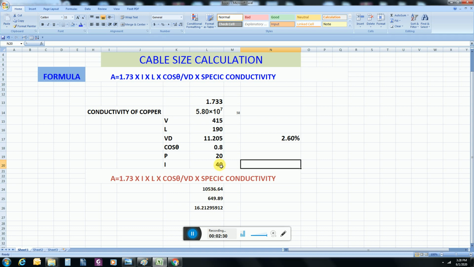So for example, if your ampere rating is 63 ampere, the calculation shows you need 25.5 mm square cable. We don't have 25.5 mm square cable, that's why we will use 25 mm square cable, 4 core.